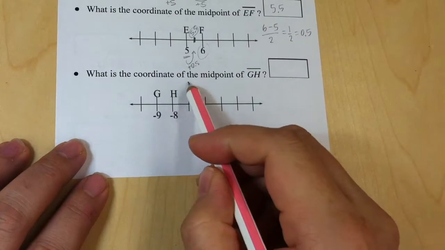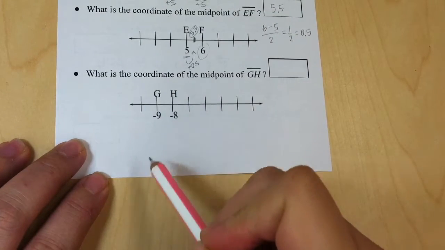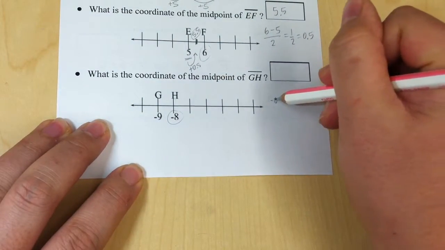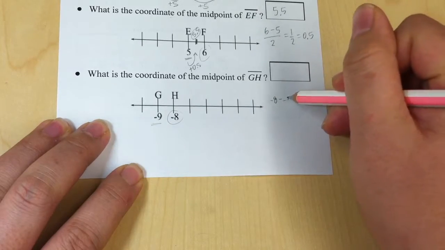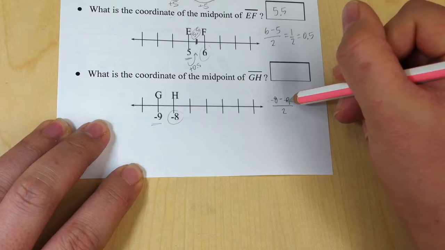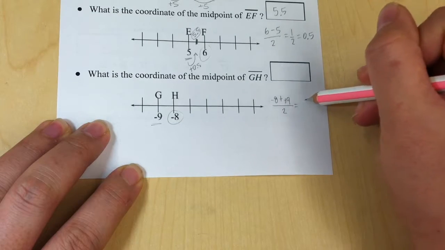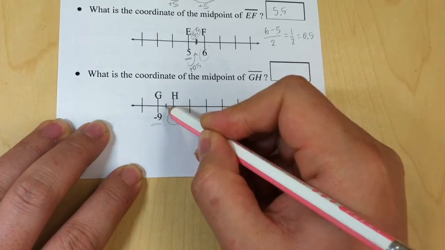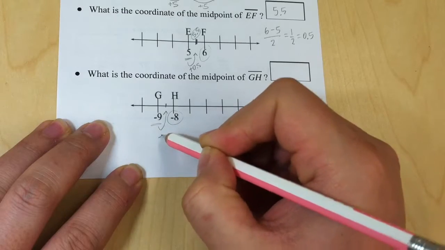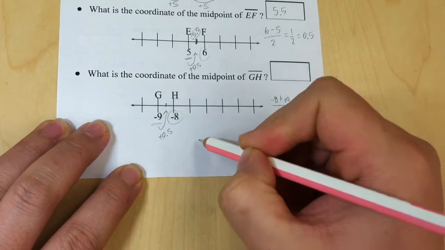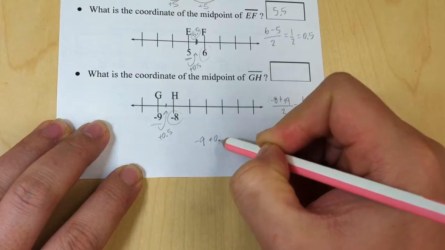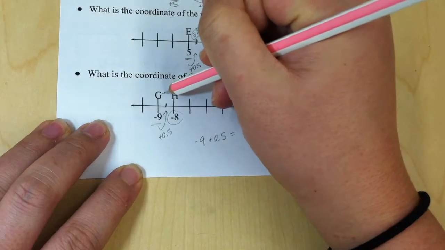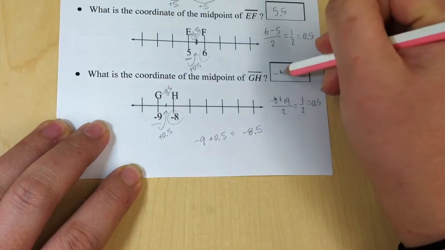What is the coordinate of the midpoint of GH? Again, in between negative 9 and negative 8, I take the larger number, negative 8, subtract the smaller number, negative 9, and divide 2. Minus with negative becomes plus positive. That gives me 1 over 2 again, which is 0.5. For the center, or for the midpoint, I can add 0.5. And negative 9 plus 0.5 is actually negative 8.5. So negative 8.5 is the midpoint, and that is our answer.